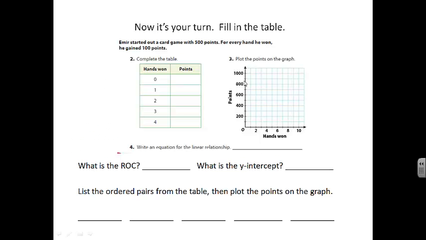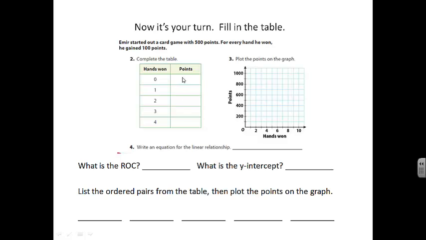Now it's your turn. Fill in the table. Emir started out a game with 500 points. For every hand he won, he gained 100 points. So, before he ever started the game, how many points did he have? Fill that in. And then he got 100 points every time he won a game. So what would this one be? If he won one game. If he won 2 games, what would he be?